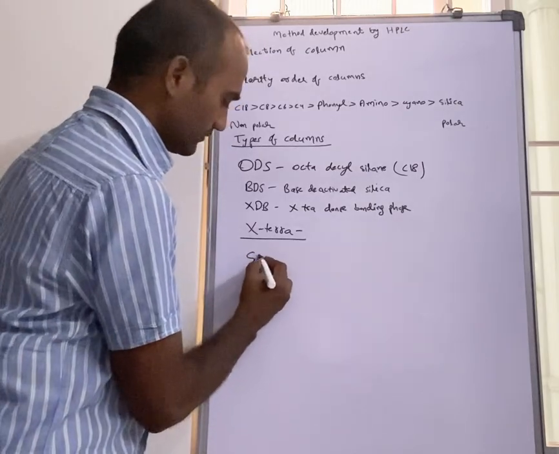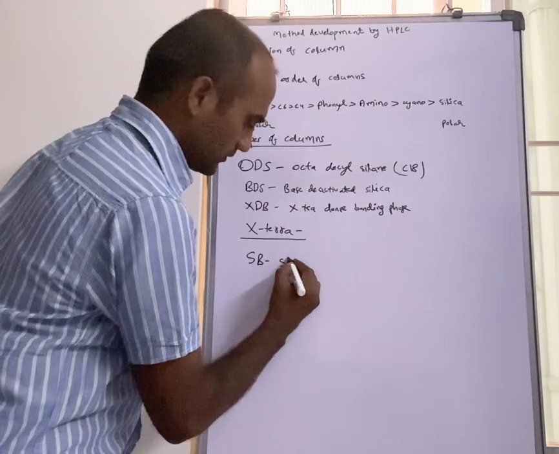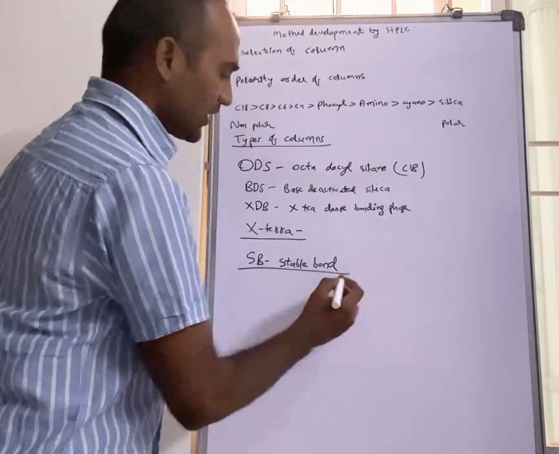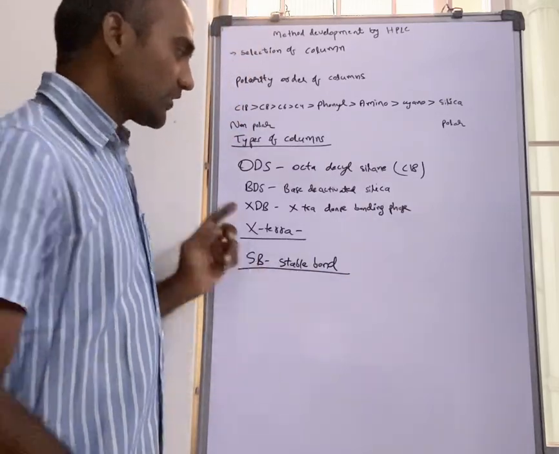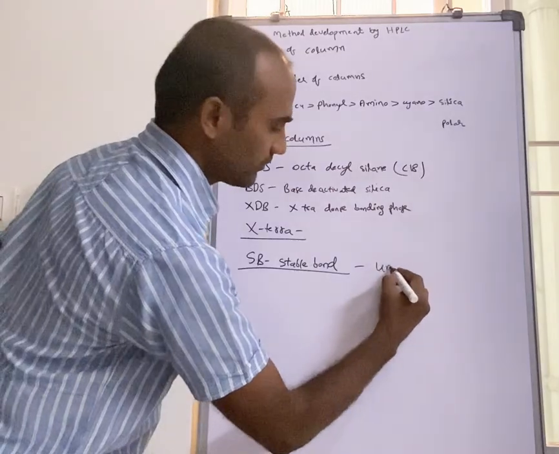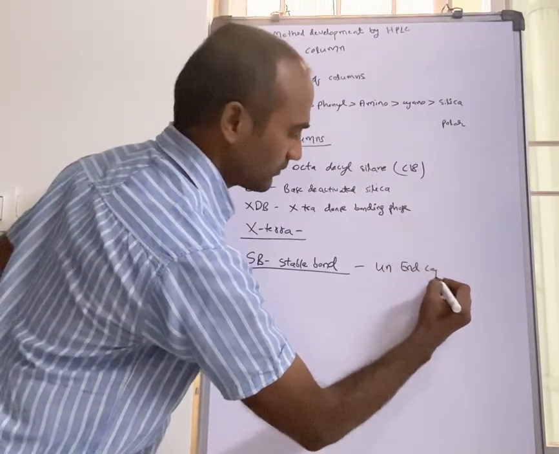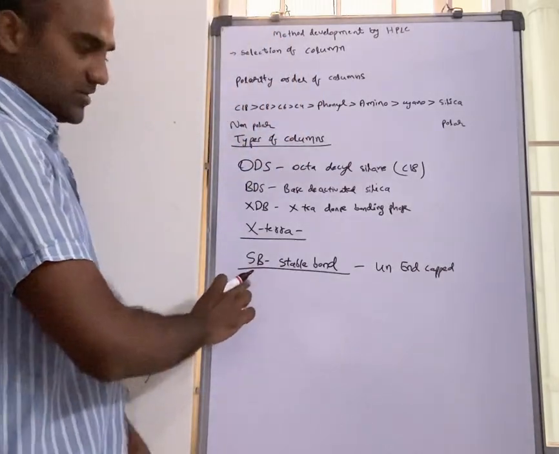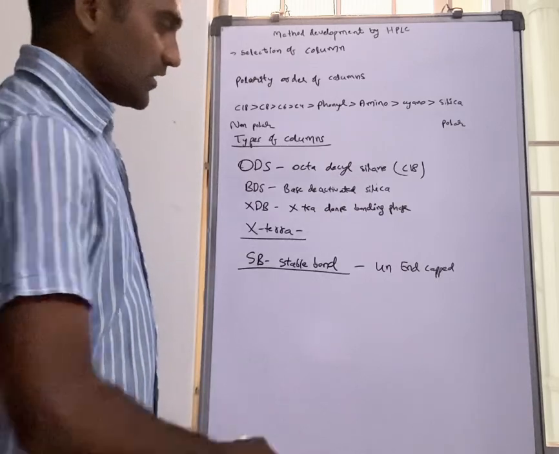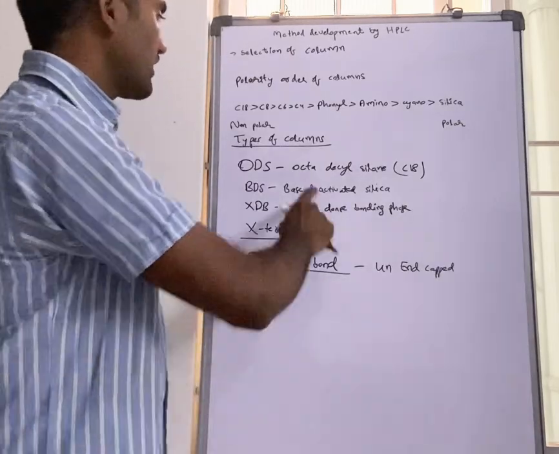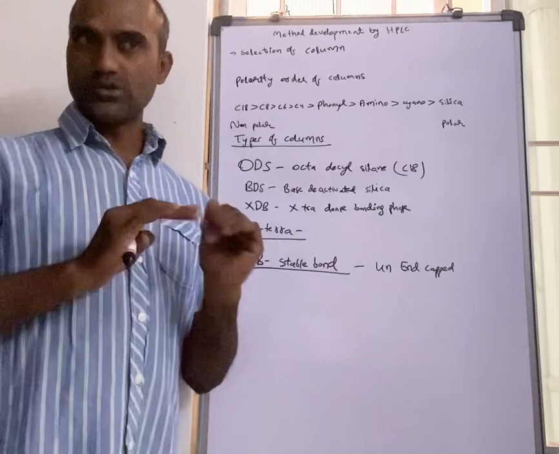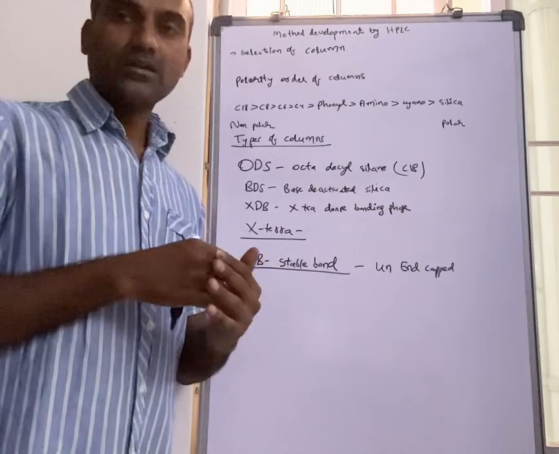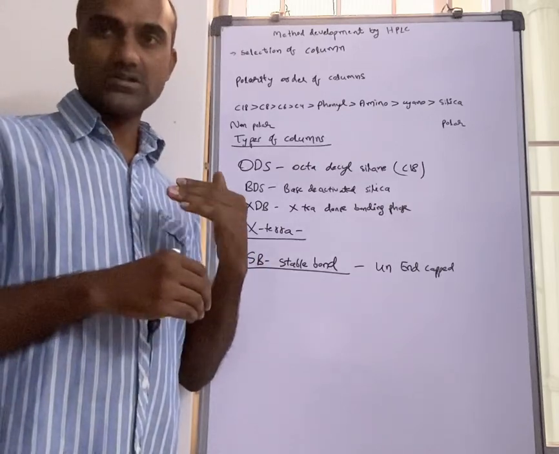And SB, stable bond, we will call it stable bond. These are especially non-end capped. What is the special use of SB? Here end capping is useful to reduce the peak tailing, as we discussed. Sometimes non-end capping also will be useful in some cases.